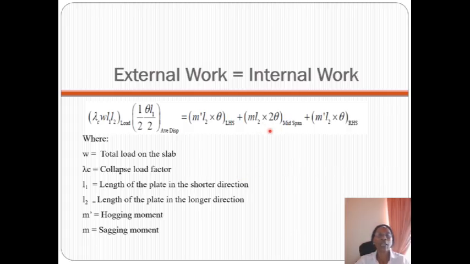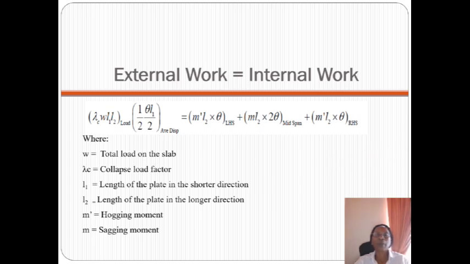And L2 is the longer direction. We'll see whether that's correct. Just check whether it's the shorter or the longer direction. I think these two are the shorter and the longer. You correct that, no problem.